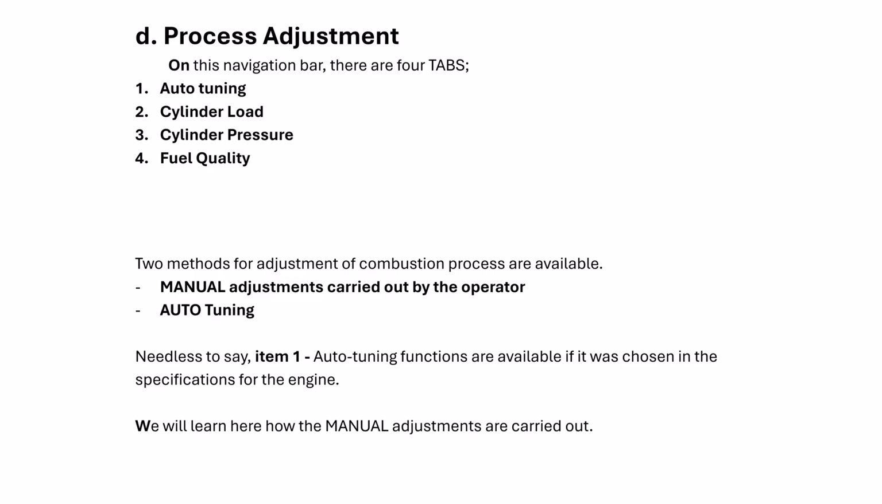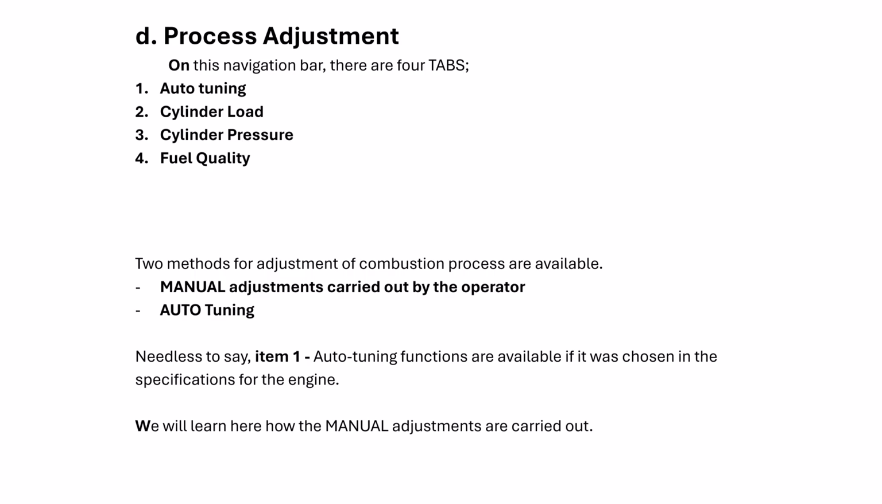Process adjustment. On this navigation bar, there are 4 tabs. Tabs mean on top. Navigation bar on the sides, toolbar at the bottom, tabs on the top. Okay. Auto tuning, cylinder load, cylinder pressure, fuel quality. Adjustment of the engine balancing will be carried out on this process adjustment navigation bar.